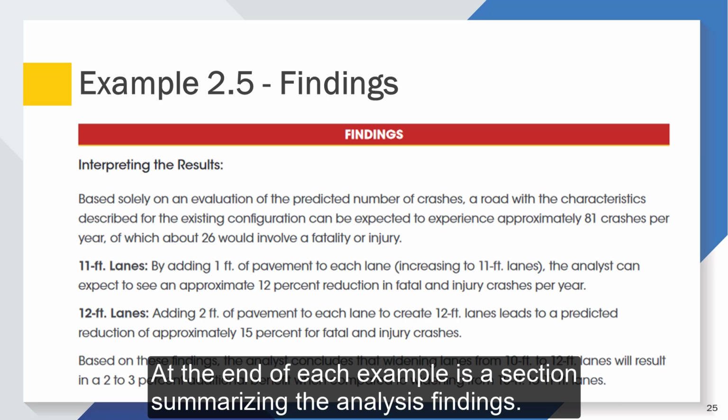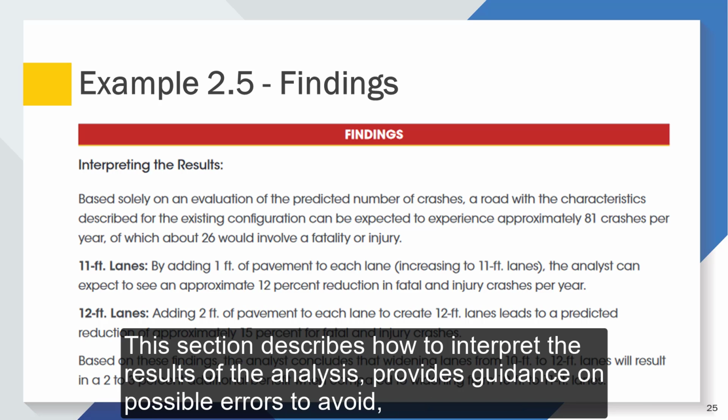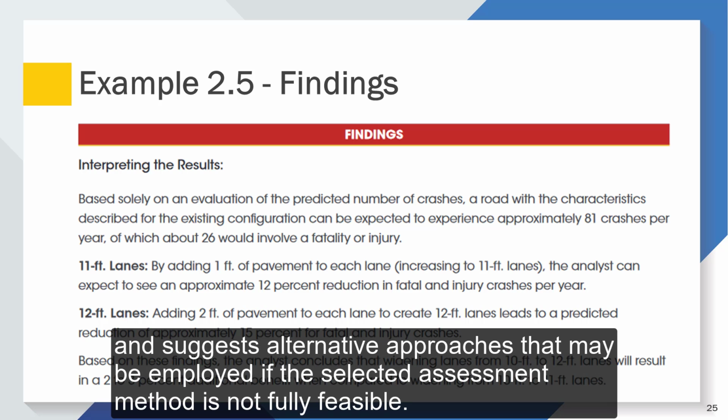At the end of each example is a section summarizing the analysis findings. This section describes how to interpret the results of the analysis, provides guidance on possible errors to avoid, and suggests alternative approaches that may be employed if the selected assessment method is not fully feasible.